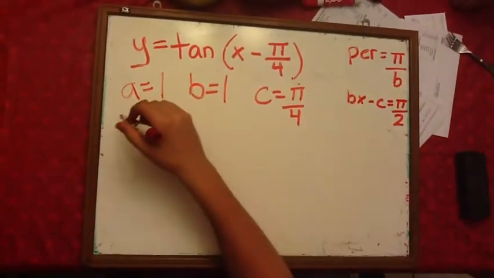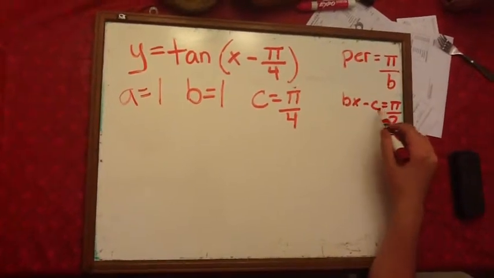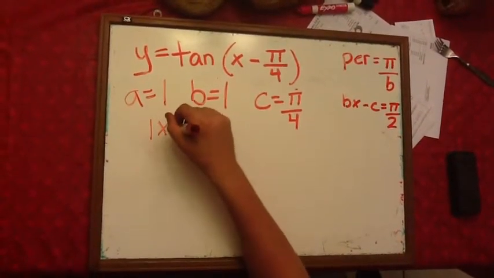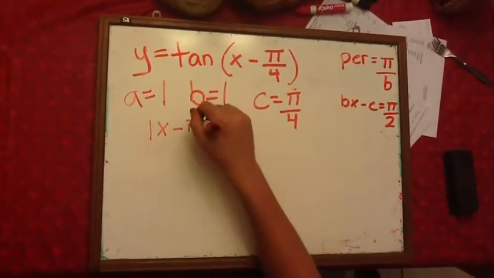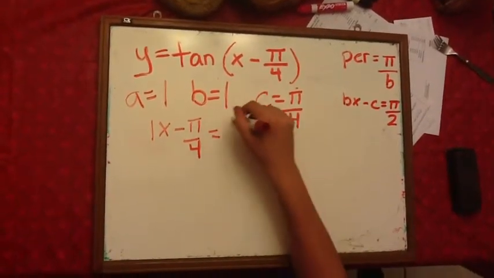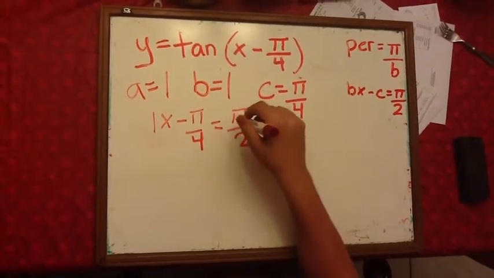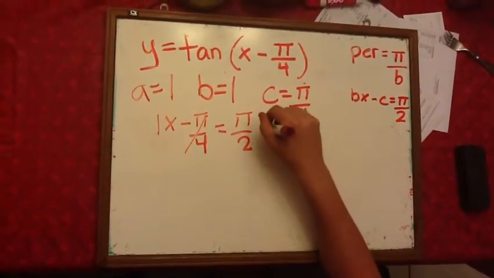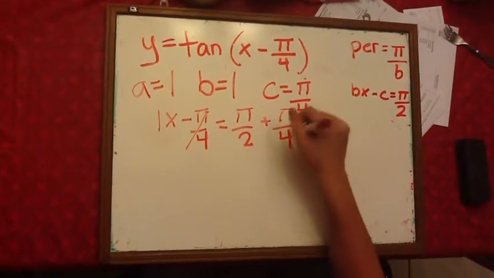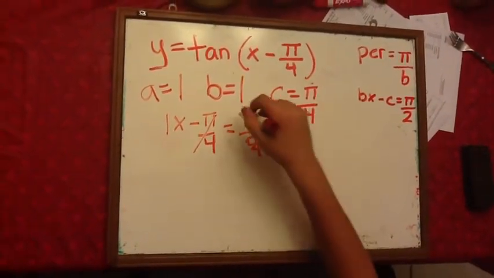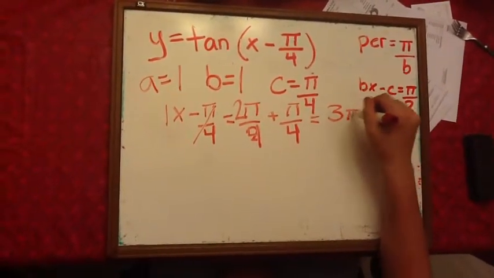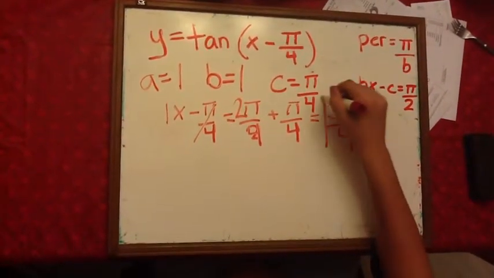For your first asymptote, you use the formula right here, bx minus c equals pi over 2. You just plug in the numbers: 1x minus your c, which is pi over 4, equals pi over 2. You add pi over 4 on both sides, and this cancels out. You need to get a common denominator, so this will be 4 and 2. Your first asymptote is 3 pi over 4.